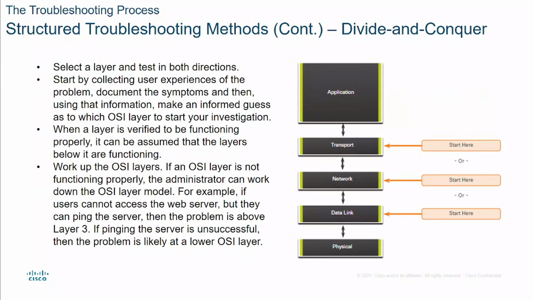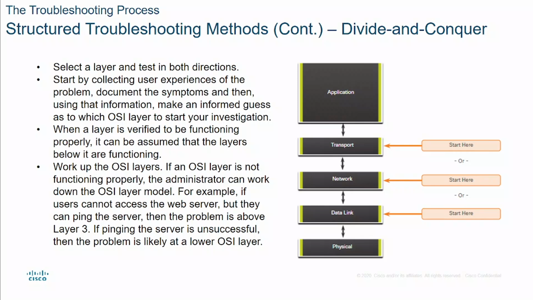Another method is to select a layer and test in both directions. You can start at the transport layer, the network layer, or the data link layer. When a layer is verified to be functioning properly, it can be assumed that the layers below it are functioning. So you work up the OSI layers. If an OSI layer is not functioning properly, the administrator can work down the OSI layer model.